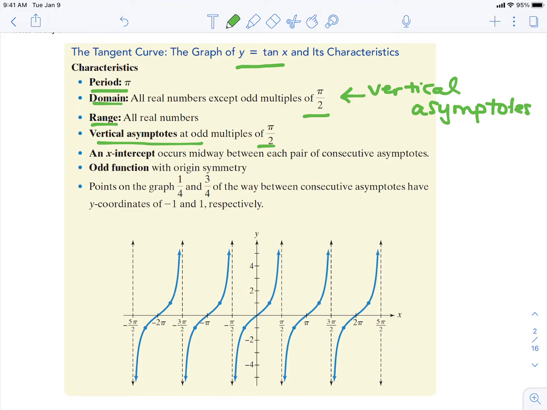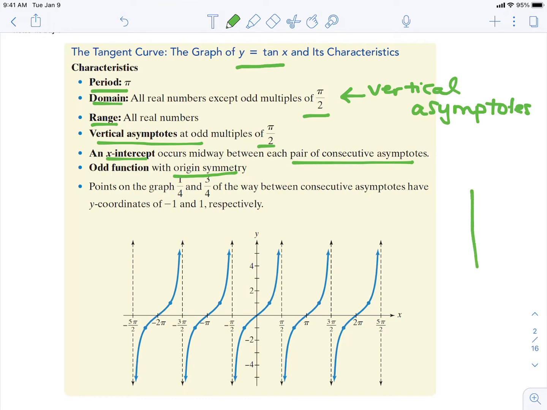The x-intercept occurs between each pair of asymptotes. It is an odd function, meaning it has origin symmetry. So here's what the graph looks like. I'm just going to focus on one revolution.